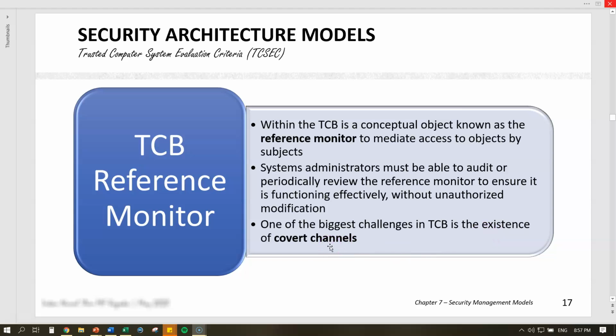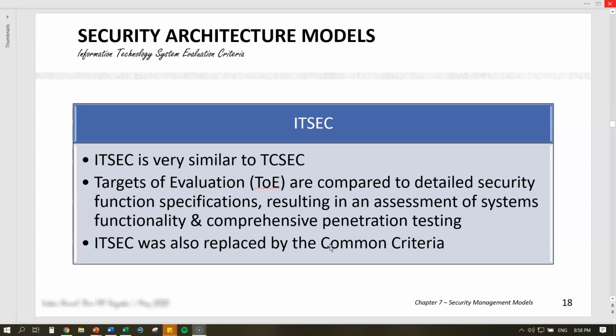When we talk about covert channel, for example, some researchers discover that the indicator lights blinking on the face of some network routers were flashing in sync with the content of the data bits being transmitted, thus unintentionally displaying the contents of the data. Another type of security architecture models is ITSEC.